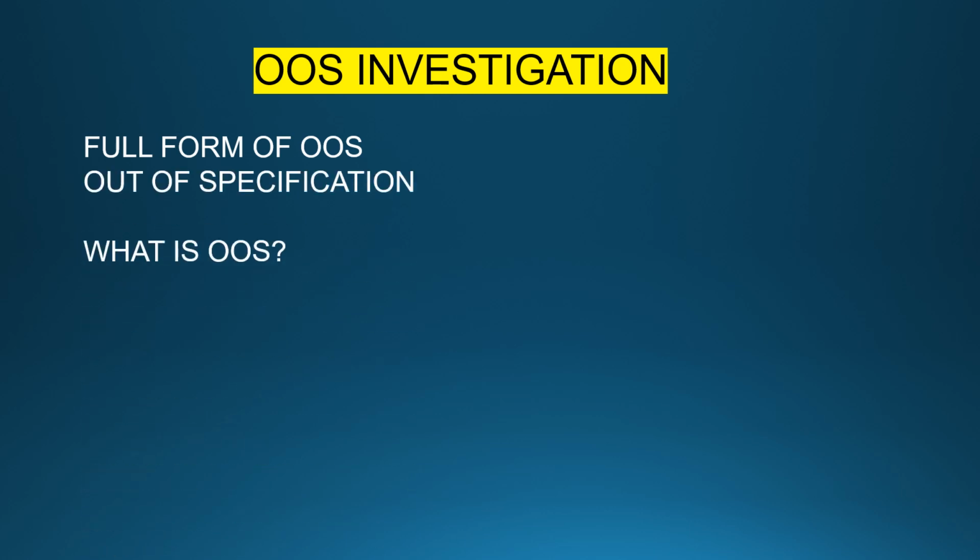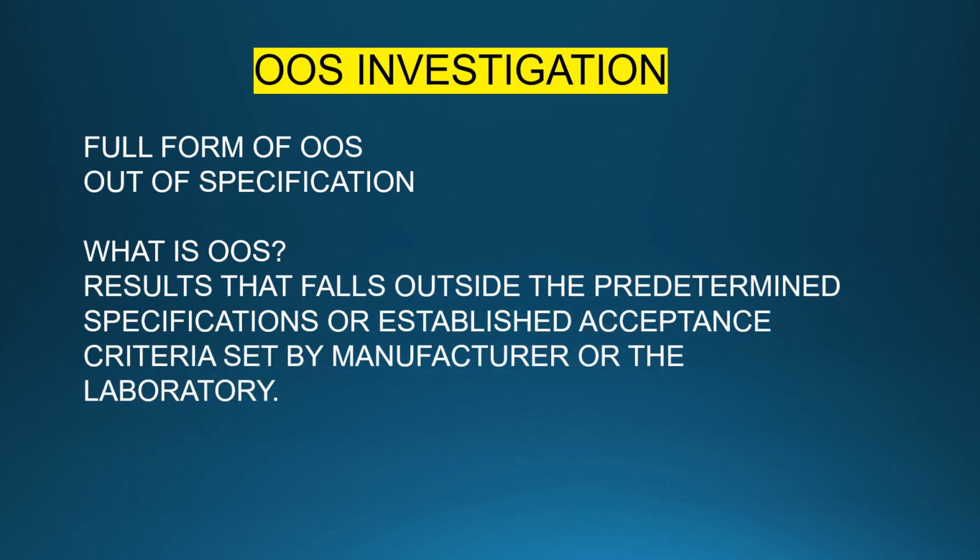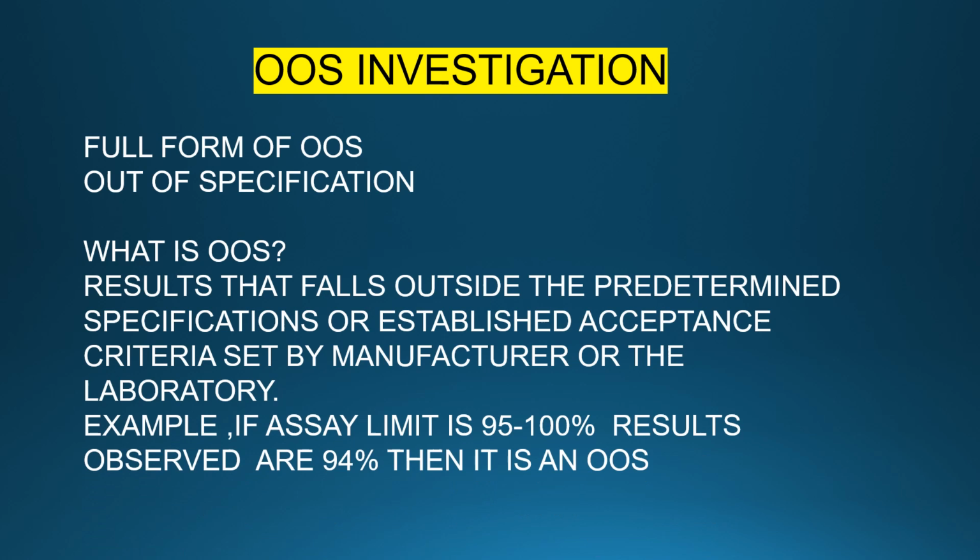What is OOS? Results that fall outside the predetermined specification or established acceptance criteria set by the manufacturer or the laboratory. Example: if the assay limit is 95 to 100%, and the result observed is 94%, then it is an OOS.